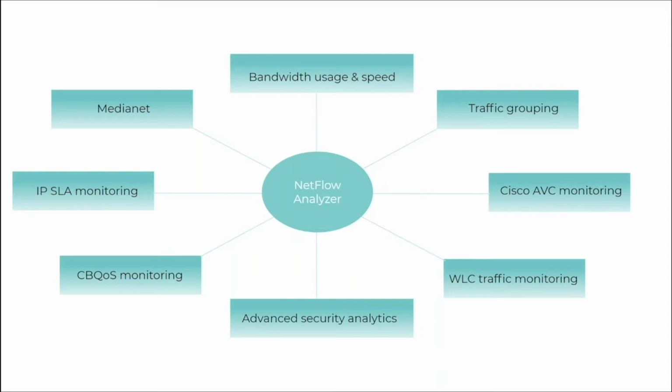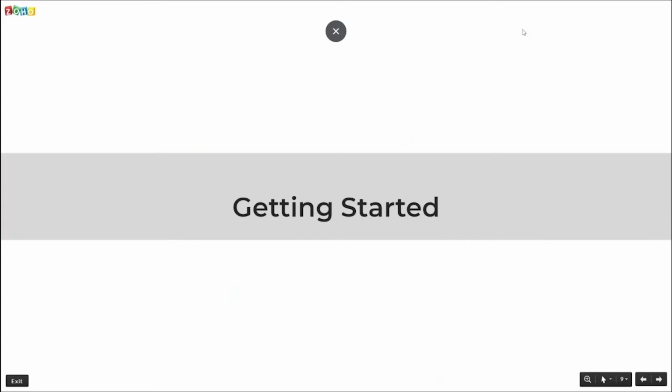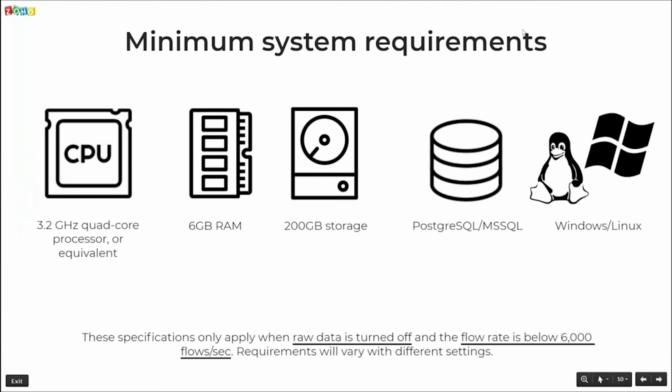So talking about the different features, I just want to talk about what you need in order to go ahead and get started. The minimum system requirements for you to start up the entire usage of NetFlow Analyzer start with the server that you're going to install the product on. The processor can be as low as a 3.2 gigahertz quad-core processor or more. The RAM can be 6 GB minimum, and you can go upwards depending upon your flow rate. The database size can be anything starting with 200 GB, and you can go upwards again.